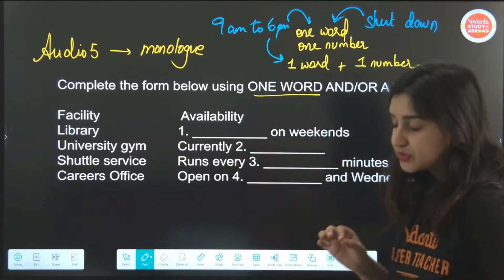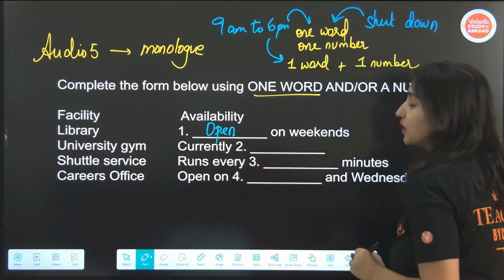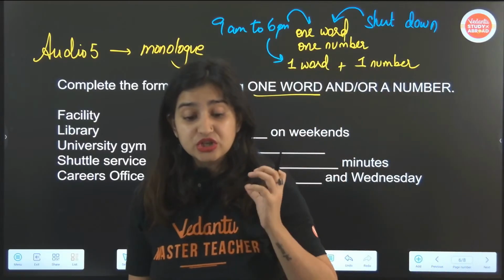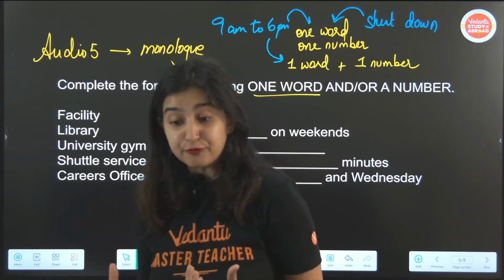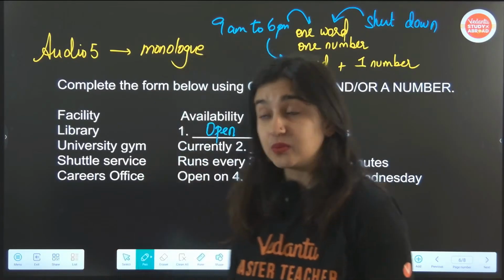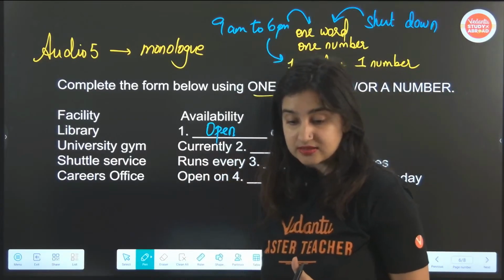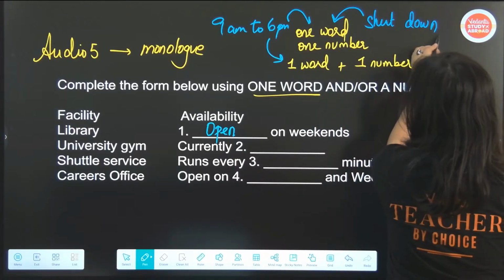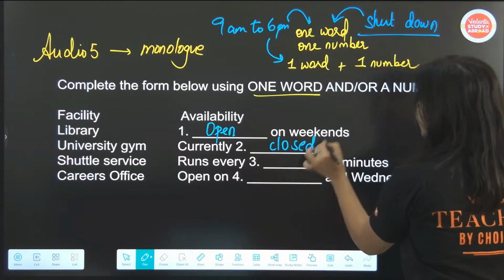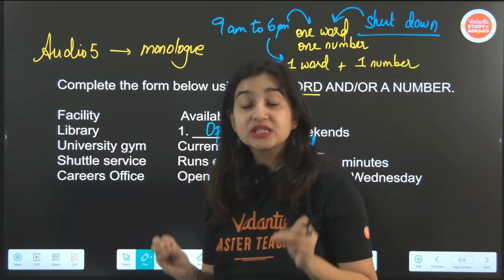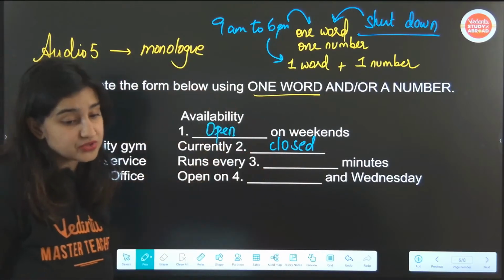Very good, Krutik. We can simply say it is open on weekends because the audio specifically gave us the timings that yes, the timings on the weekend are different, but it is still open on weekends, right? So we can write one word here, which is open on weekends. Here it's currently, if I write shut down, that's more than one word. So I can just replace it with another word that is following our instructions, which is closed, currently closed. Okay.